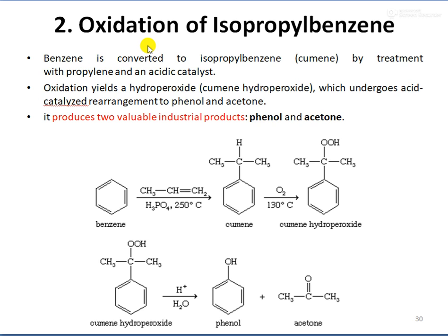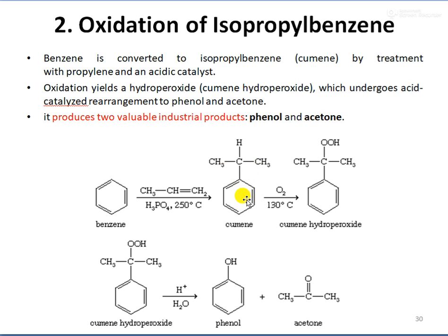In the second method, phenol can be prepared from cumene. For that, initially benzene is converted to isopropyl benzene. Benzene is treated with propylene, and at the double bond a hydrogen of benzene is substituted. This is an addition reaction, and we get cumene here. This is the structure of cumene: we have a benzene ring and a CH having two CH3 groups.